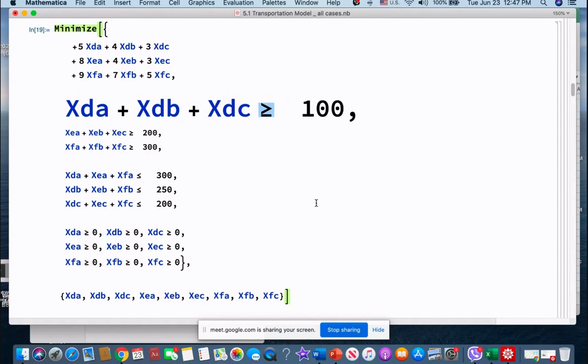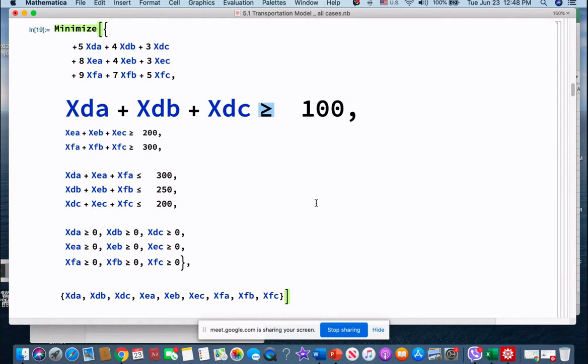Greater than or equal to 100 units. A little bit better. Is it the total shipping that's going out of Des Moines? The total units is less than 100 that's being shipped out to the three locations? It doesn't say that it's less than. Oh, I'm sorry. Yeah, the other way. Apologies.